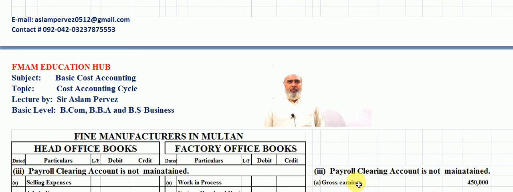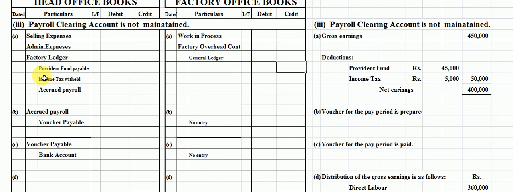The third requirement is that the payroll clearing account is not maintained. Students, on behalf of the third requirement, the following entries will be passed in the book of head office and the factory office book. Firstly, we pass the entry in the book of head office: selling expenses 22,500 rupees, and admin expenses also 22,500 rupees here.